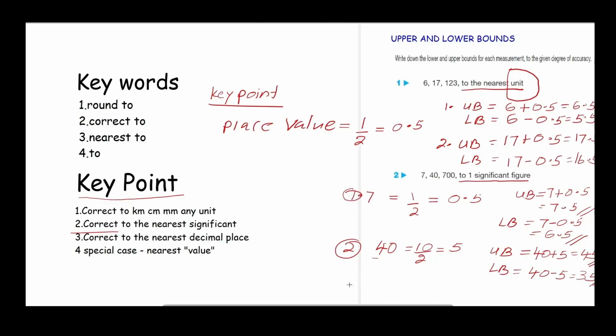So let's move on to the third part, which is 700. The first significant figure of 700 is 7. Therefore, its place value is 100. Then I have to divide 100 by 2, which becomes 50. This time our key point is 50. When getting the upper bound, I add 50 to 700, then it becomes 750. When getting the lower bound, I subtract this much from 700, it becomes 650. This is the way we apply upper bound and lower bound for the basic question.